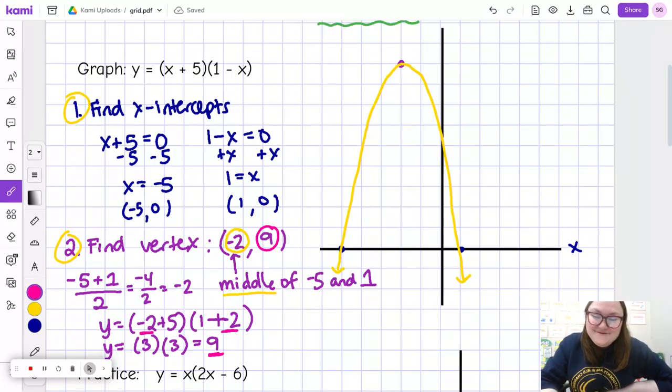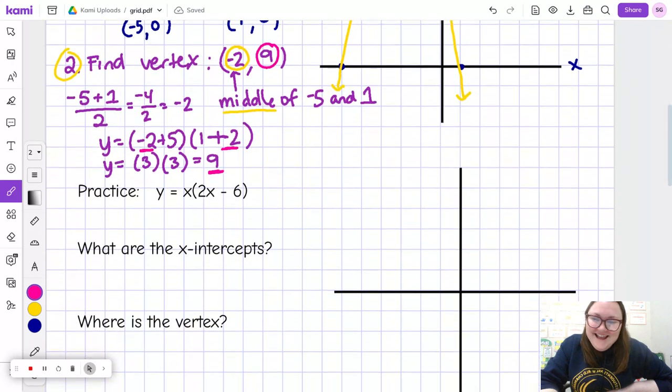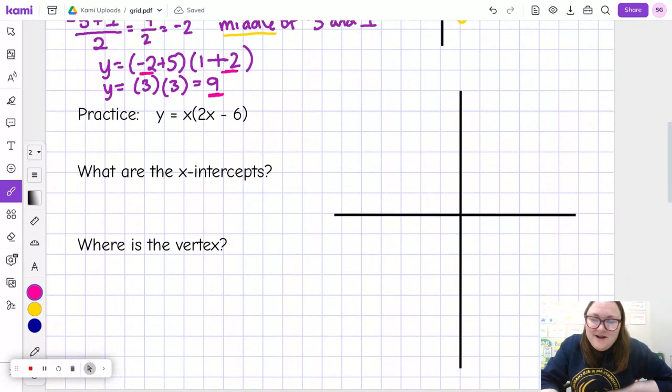And then after you've done that, here is the first practice problem. So in order to graph this equation, the first thing I want you to do is find the x-intercepts. Go ahead, pause the video now to find those x-intercepts from this equation, and then come back to check and see how you did.